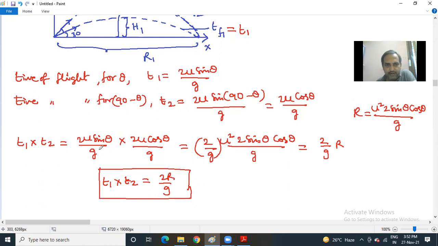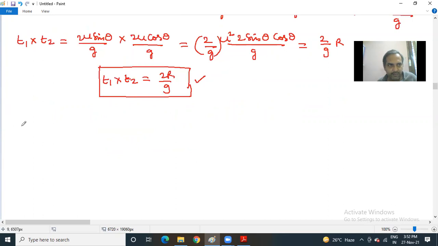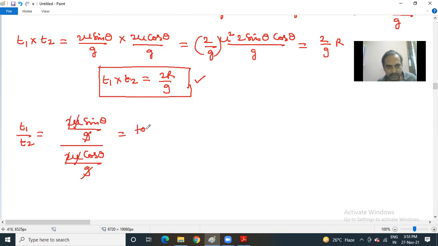Suppose you divide, there can be a numerical on this, or maybe directly this is a question. If you divide T1 and T2, what do you get? T1 is 2u sin theta by g, T2 is 2u cos theta by g. You have to cancel 2u and g. Sin theta by cos theta is tan theta. This can even be a direct question. Tan theta is equal to T1 by T2.